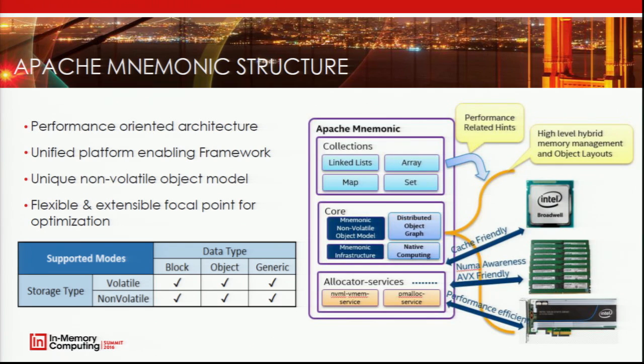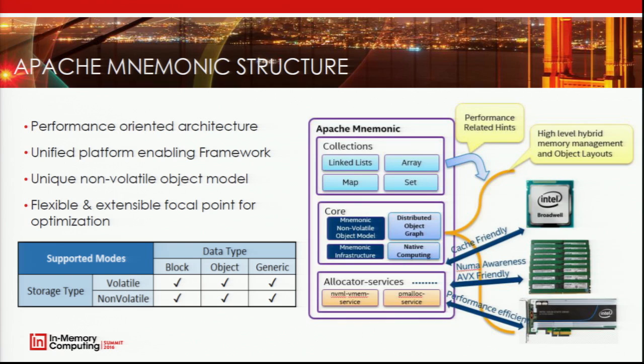So we support the models. We support volatile and non-volatile use of non-volatile memory. For the data type, we support block, objects, and generic. When we say generic, Java is very good at instantiating certain objects and building your own objects, so this is open for other developers to extend this model to fit their own needs. That's what it is.